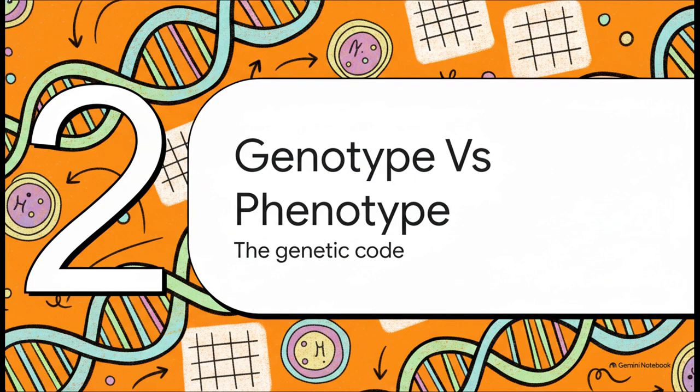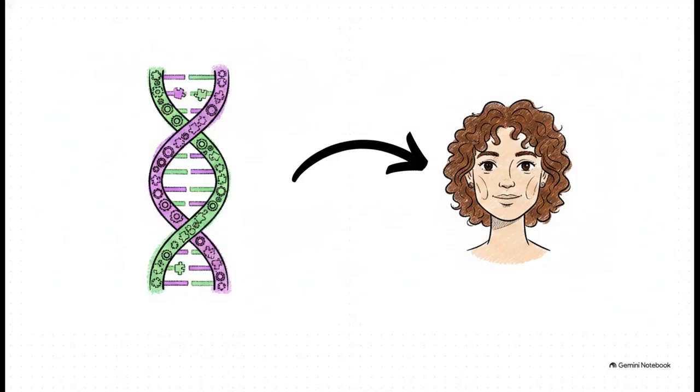Moving right along to Section 2, genotype versus phenotype. Okay, so to solve these genetic mysteries, we really need to understand the basic units of heredity, which are called genes. And to do that, there's a really crucial contrast between two foundational concepts that you absolutely have to know. First up is the genotype. This is the hidden genetic makeup of an organism.